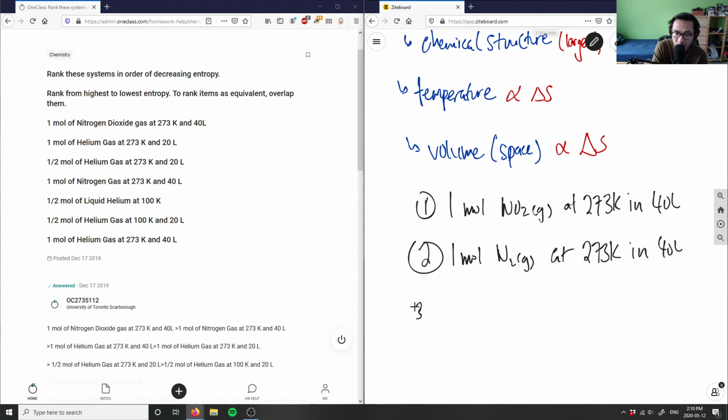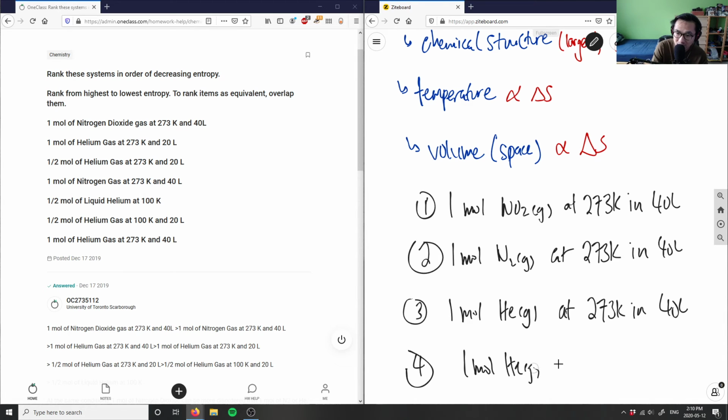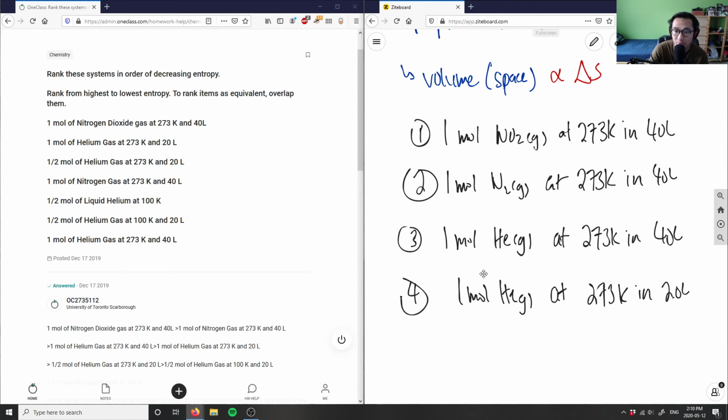So our rank 3 would be 1 mole of helium gas at, again, 273 Kelvin in 40 liters. And number 4 would be 1 mole of helium gas at 273 Kelvin in 20 liters. So again, these two would be my next two separate things. And so this one is good, this one is good, this one is good as well, and this one is good as well.